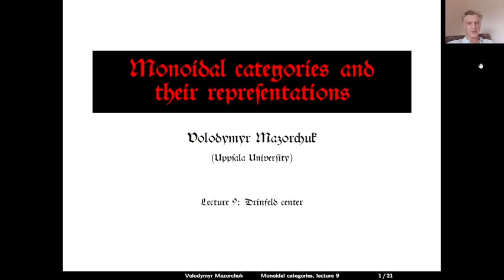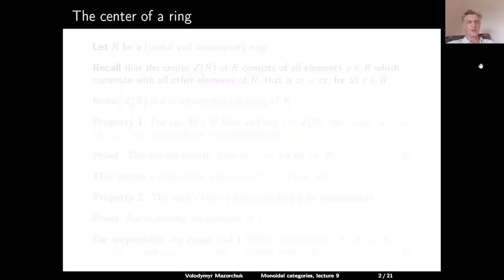Monoidal categories and their representations, Lecture 9, Drinfeld center. Let us start with a motivational detour into the notions of a center of a ring and a center of a category. Let R be a unital and associative ring.